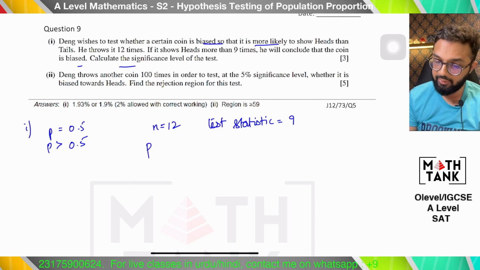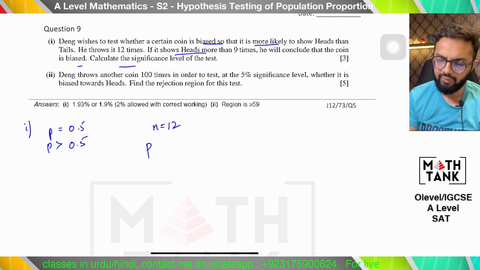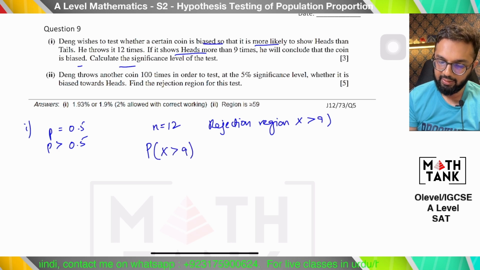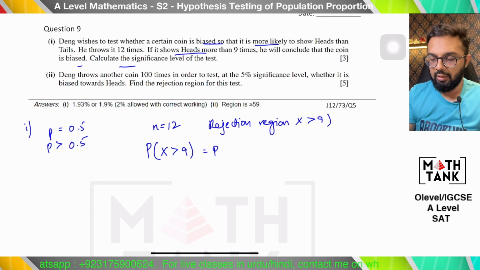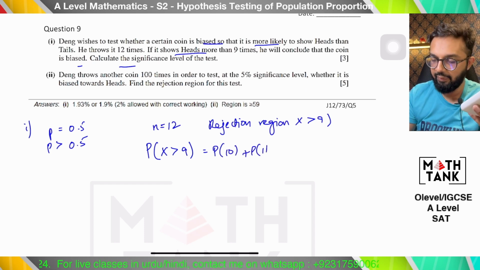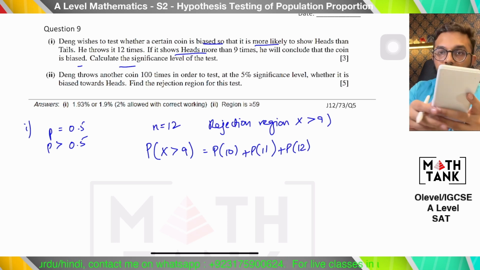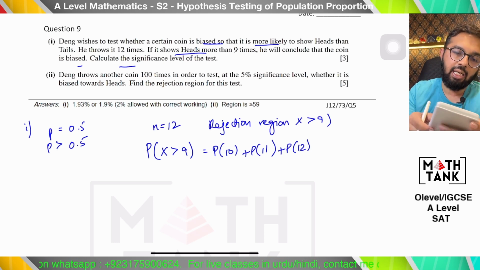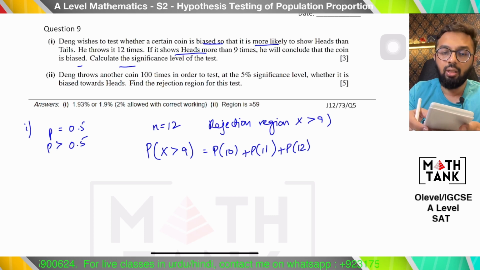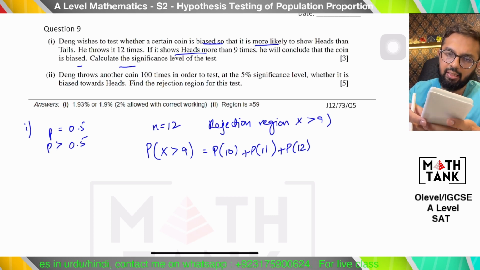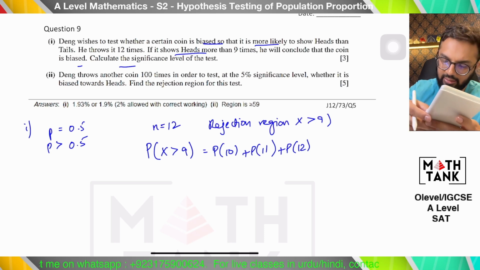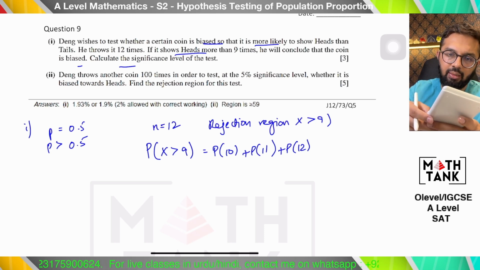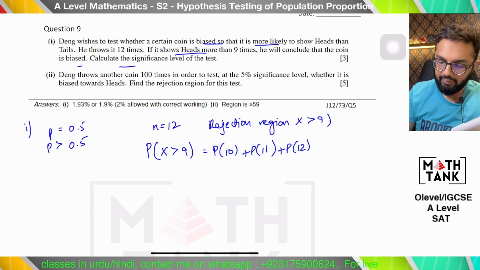So I've been told it's not the test statistic actually. He's told you the rejection region: X is greater than 9. So I want to calculate the probability of 10, 11, and 12. That is going to tell me the true significance of the test, and that is going to be my rejection region as well. So I'm going to put 10, 11, and 12 in a list on my calculator. n is 12, and my probability of success is 0.5.